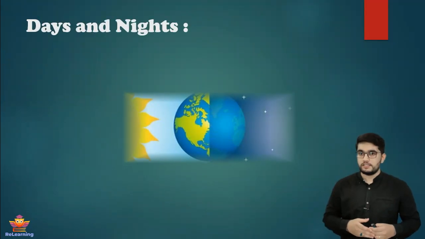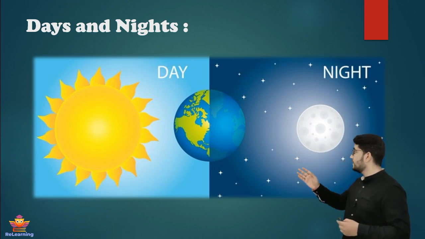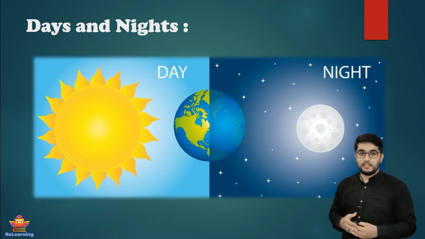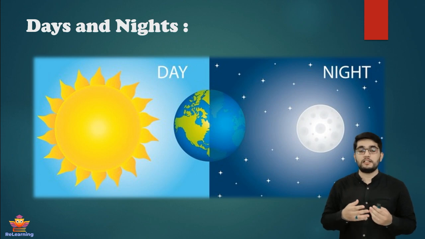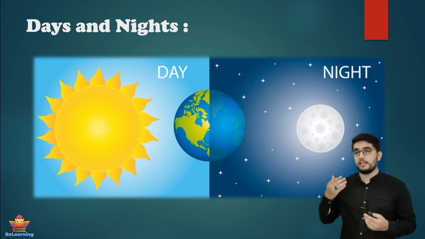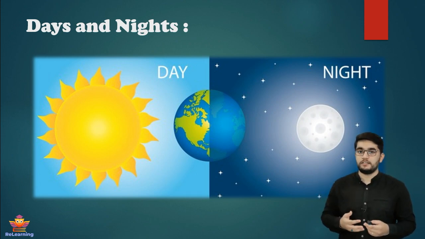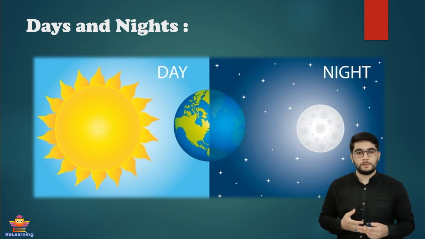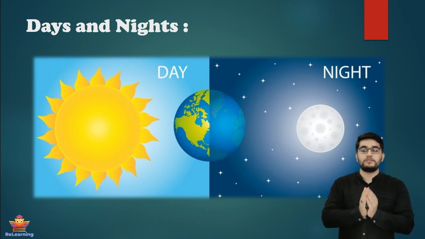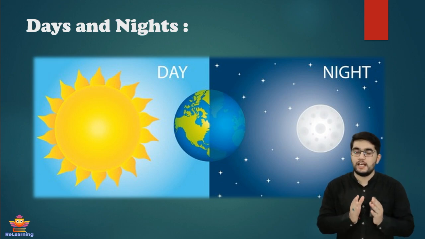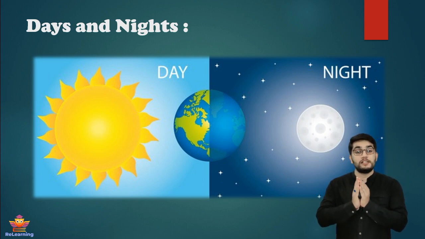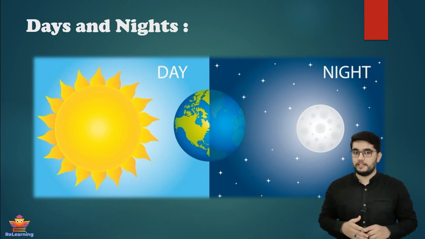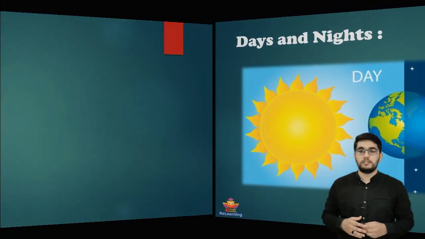Now in this picture you can see that the sun is present on one side of the Earth. That side is having a day, while the other side, which doesn't have the sun, which has a moon, has night. Okay, getting it? So in this picture you can see that the half of the Earth which receives the sunlight has day and the other half which doesn't receive the sunlight has night. Let's see the next one.